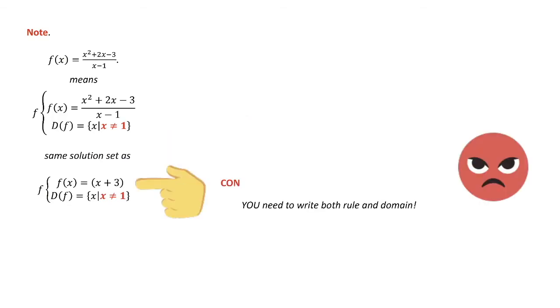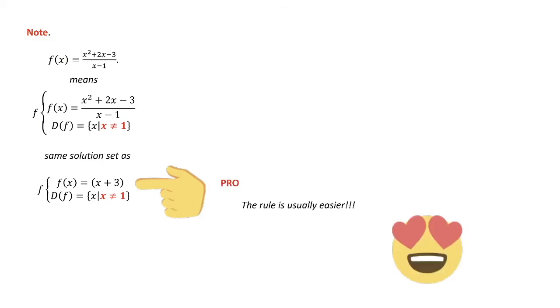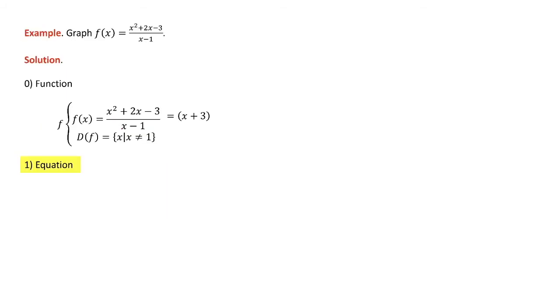Okay? Now let's look here. The negative in the bottom presentation is that I have to write both the rule and the domain. The rule is easy, and you've got to do the domain no matter how you cut it. I mean, you're going to do the domain one way or the other. You're going to know it. And the rule is usually easier, but I have to give you the domain. So it's pro and con.